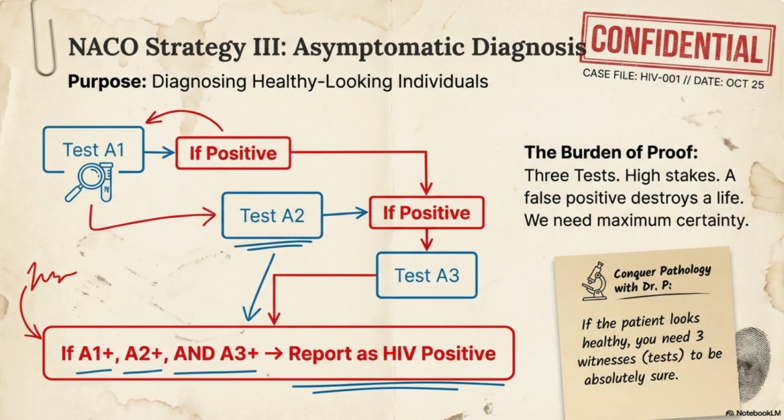Now for the real work, strategy 3. This is for diagnosis. The protocol is you need 3 distinct tests, A1, A2 and A3. They must use different antigens or principles. If A1 is positive, go to A2. If A2 is positive, go to A3. Only if all 3 are positive, you hand down the verdict, HIV positive.